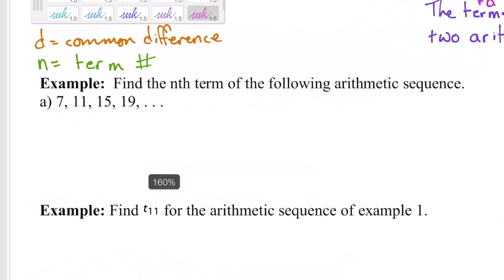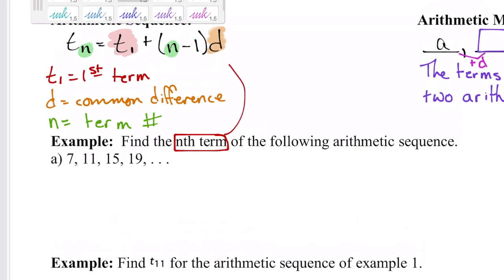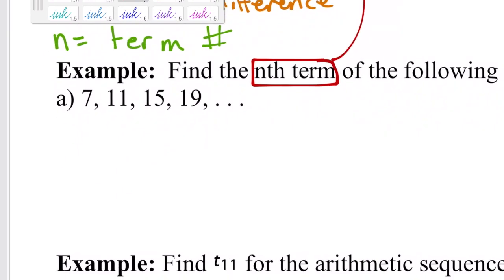All right, so here they want us to find the nth term of the following arithmetic sequence. When they talk about the nth term, they want the formula. So we're going to leave it as t sub n. We just need all the rest around it. They're not going to give us n, so we need to find the first term and the common difference, d, and we'll plug that in, simplify what we can, and just leave it as t sub n. We're going to leave the n where it is.